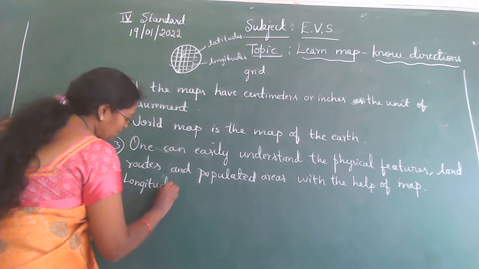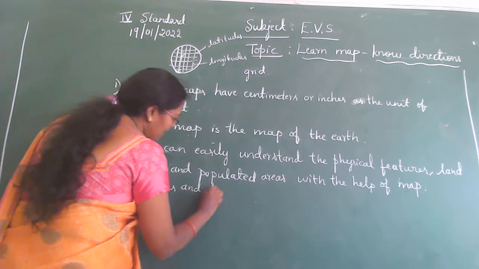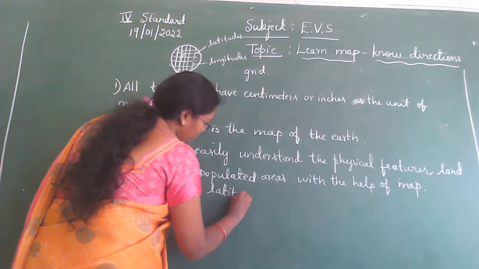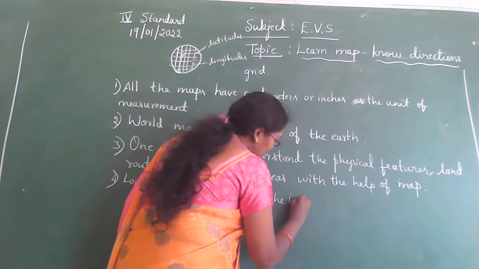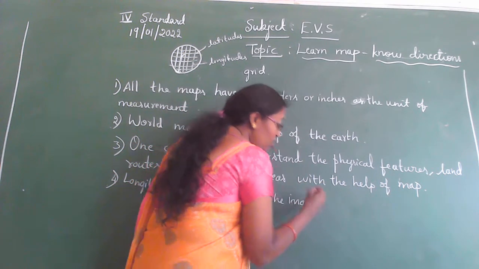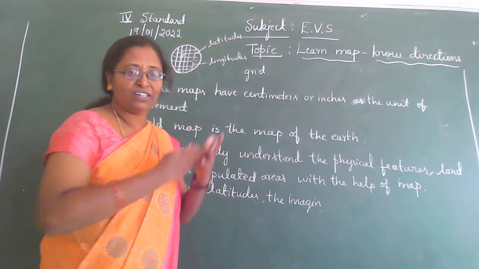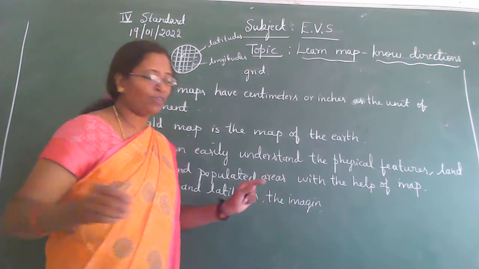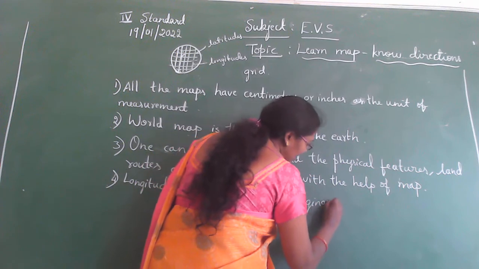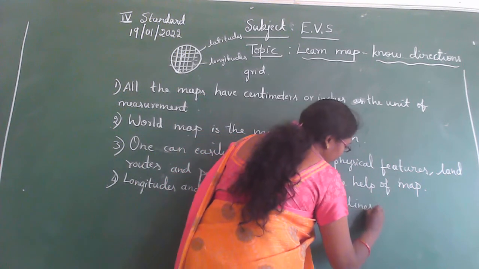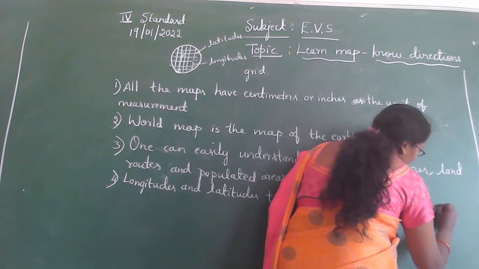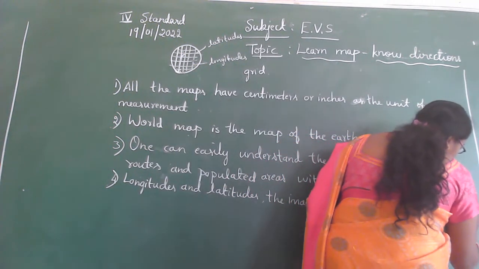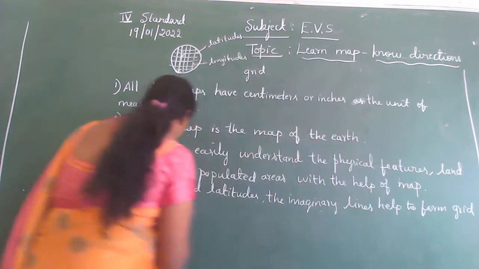Longitudes and latitudes, the imaginary lines. Imaginary means you have to imagine them, they are not actually drawn. Okay, so imaginary lines help to form the grid on the map.